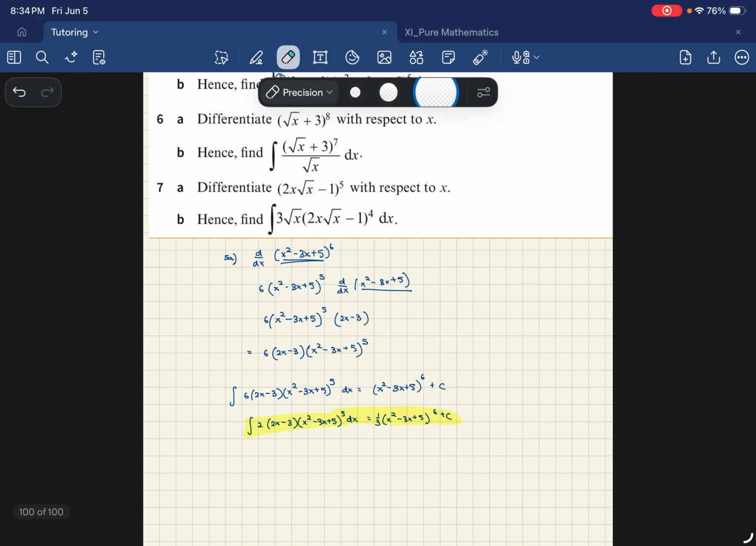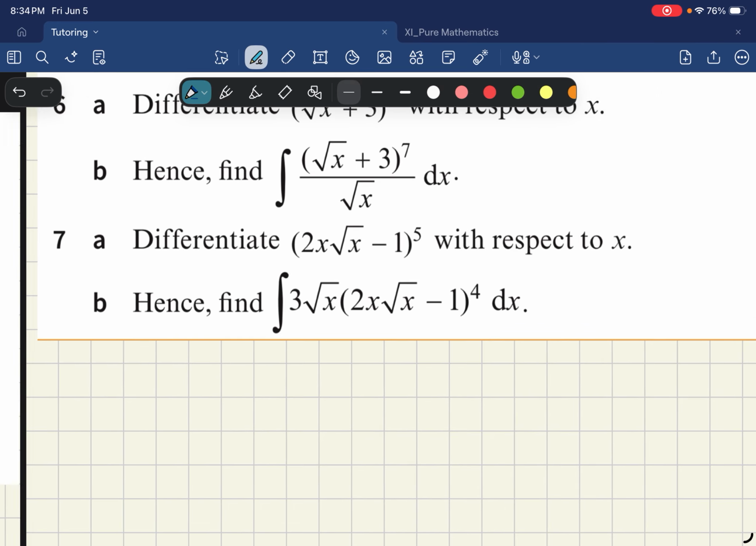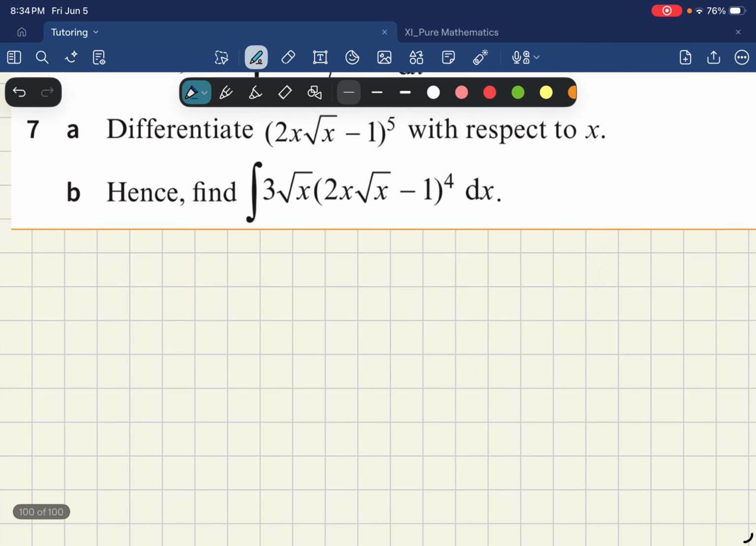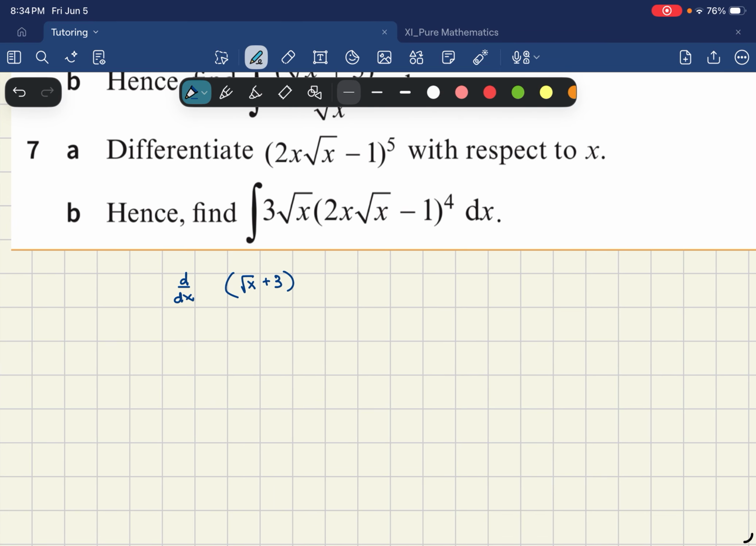Question 6 and question 7, you're going to do it in the same way. All right, so question 6, differentiate d by dx of the square root of x plus 3, to the power 7.